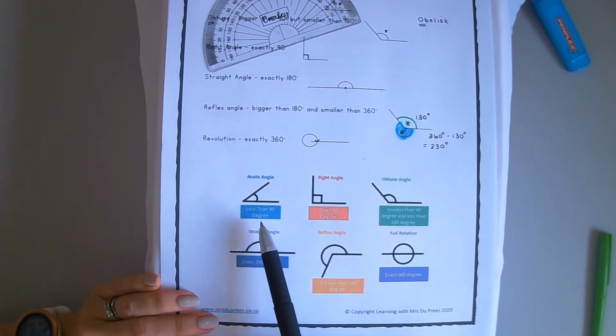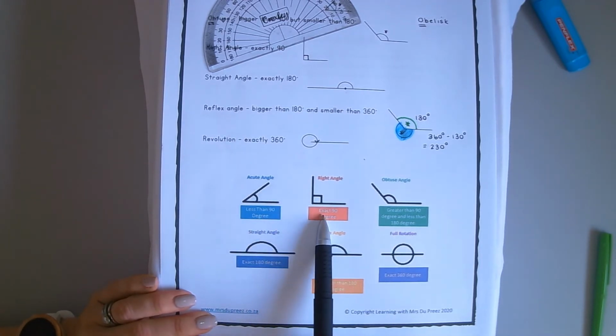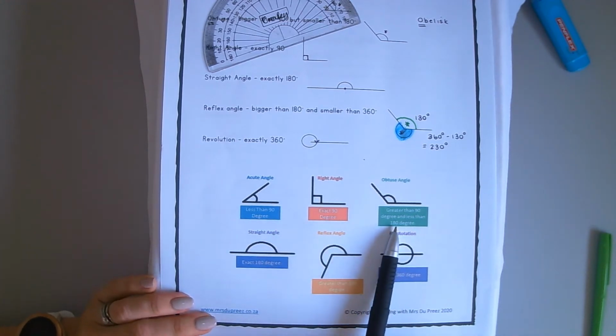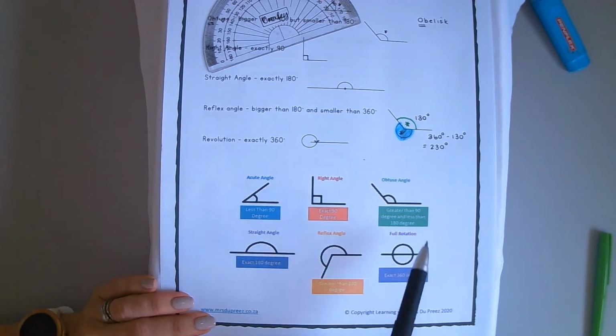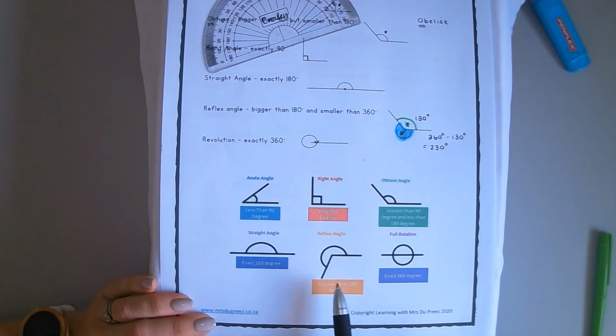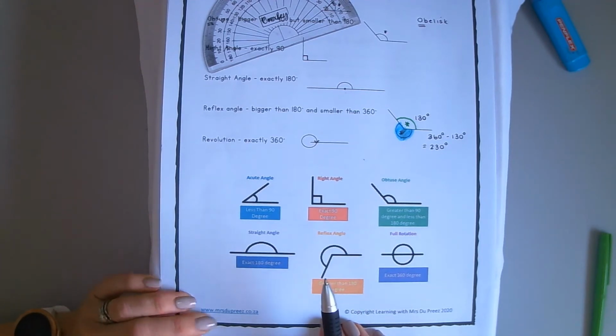Okay, so here's a couple of pictures at the bottom here. This is your acute angle, less than 90. Does look quite cute, I must say. Then you've got your right angle, which is this one over here. It's got a nice little square in it. Your obtuse angle, bigger than 90 but smaller than 180. Then you've got straight angle, which is exactly 180 degrees. You've got a reflex, which is bigger than 180, but remember it's still smaller than 360. And then here we've got the last one, which is a complete revolution, and that is exactly 360 degrees.